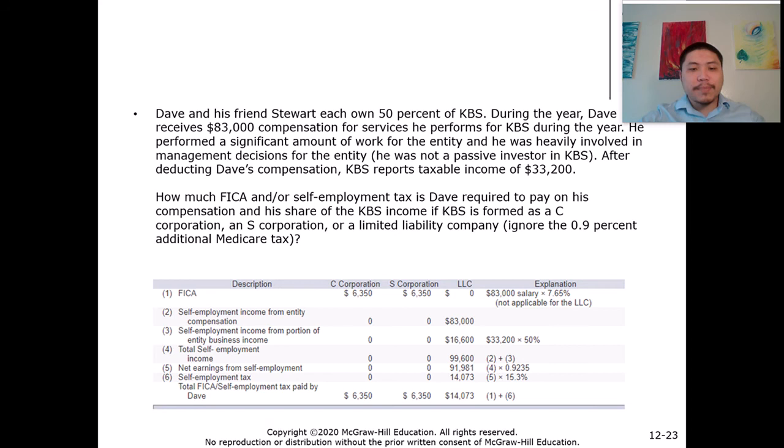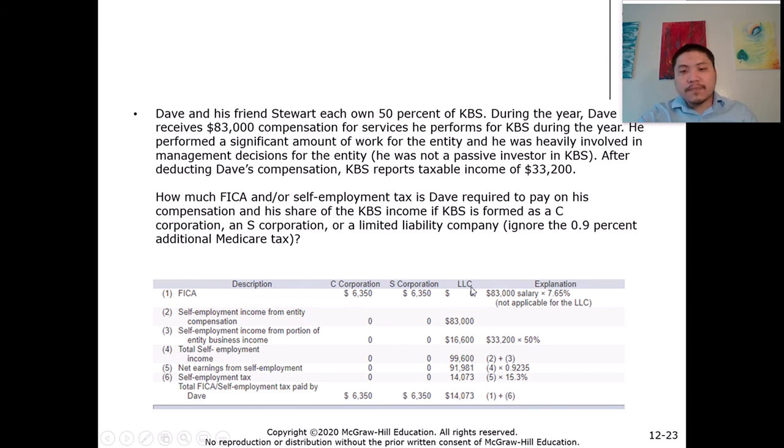So let's get back to our example. We already know we're talking about the case of a C corporation or S corporation. Because the company pays the employer portion already, and since the owner is employed by the company as well, he only has to pay his employee portion, which is $6,350. We already calculated that here.